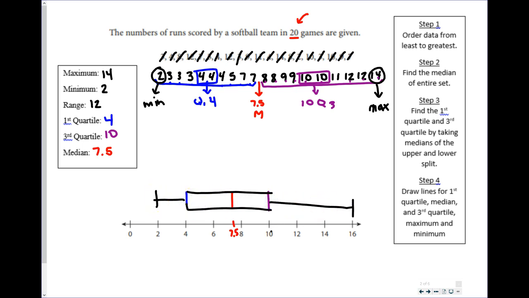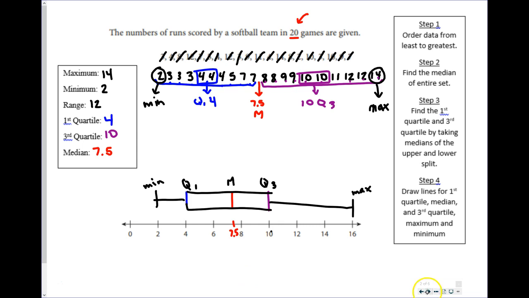Okay? Label this median. I keep saying medium, I don't know why. Q1, Q3, minimum, and maximum. And again, because I had to estimate this little decimal guy, I wrote it in here. Okay, so when you're estimating decimals, write them in.